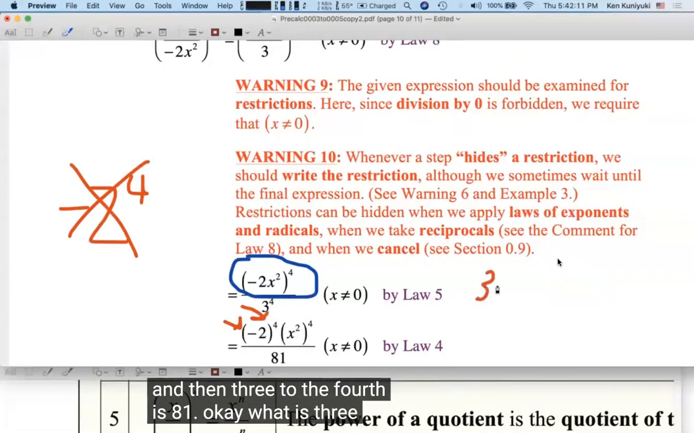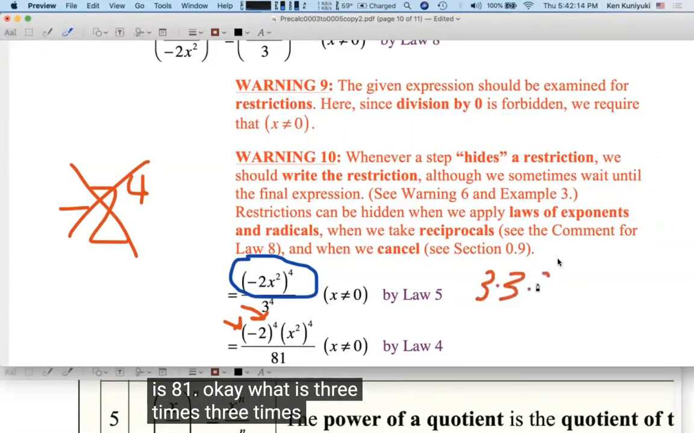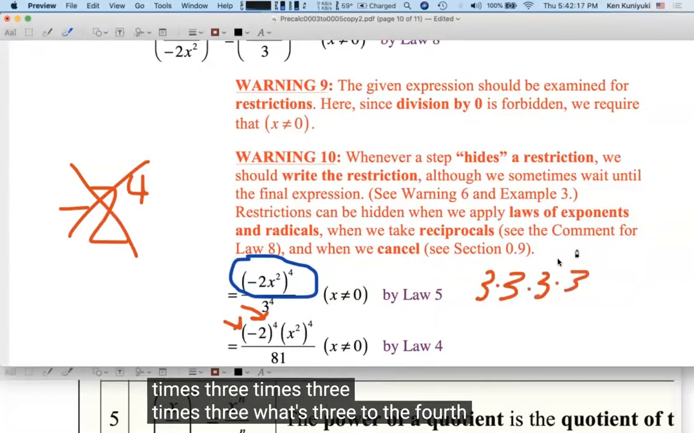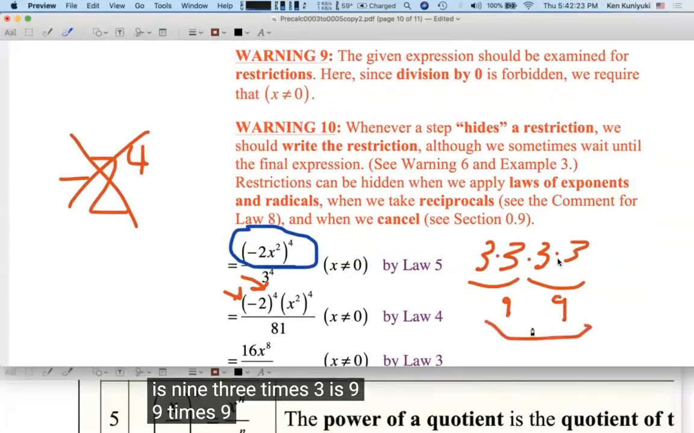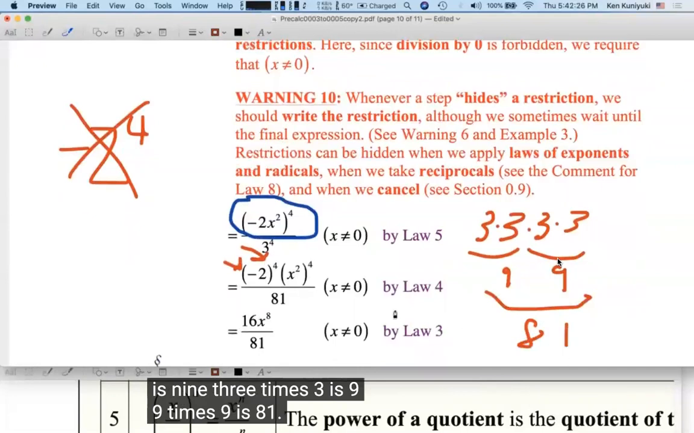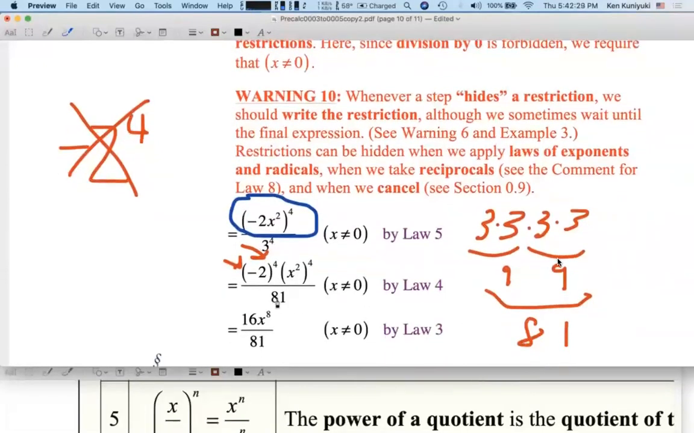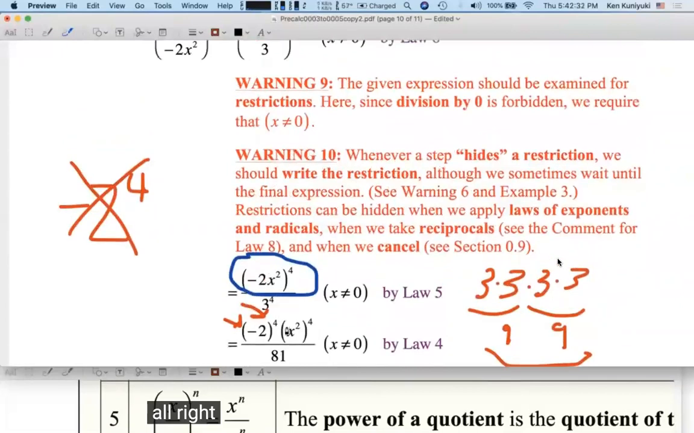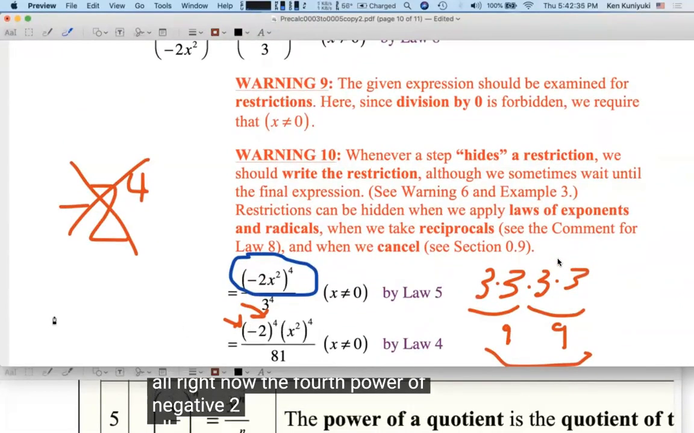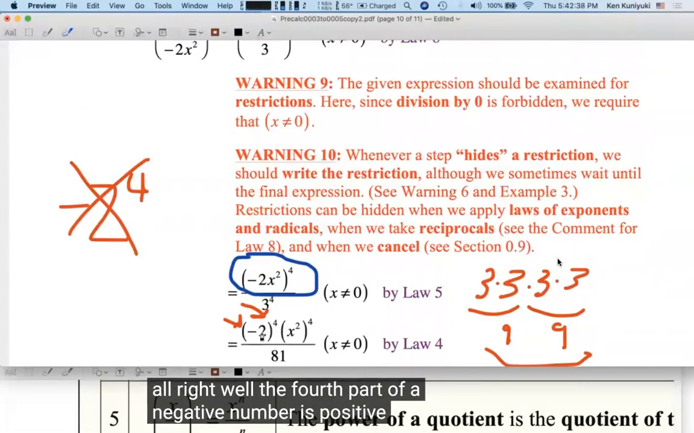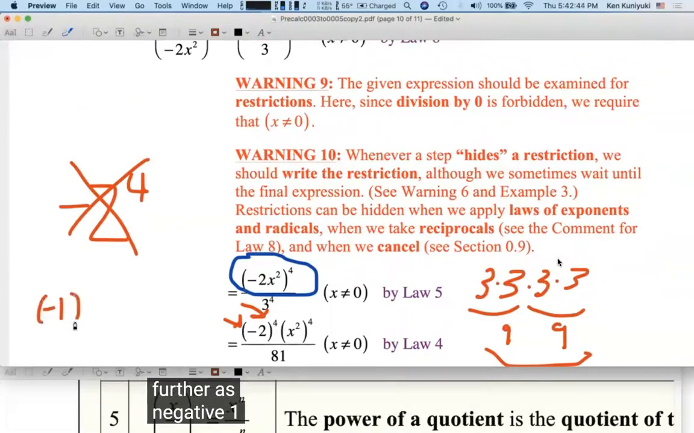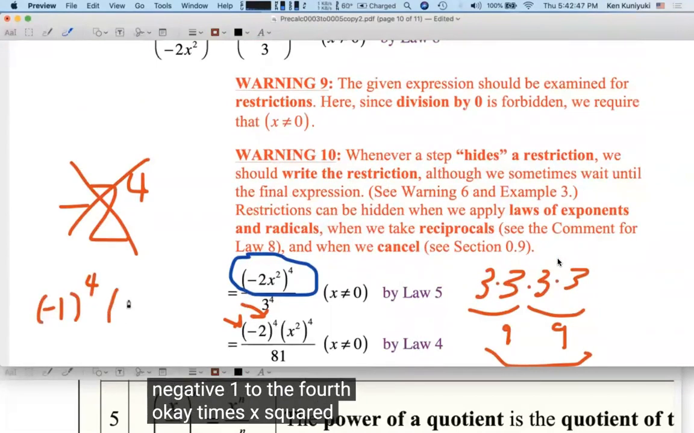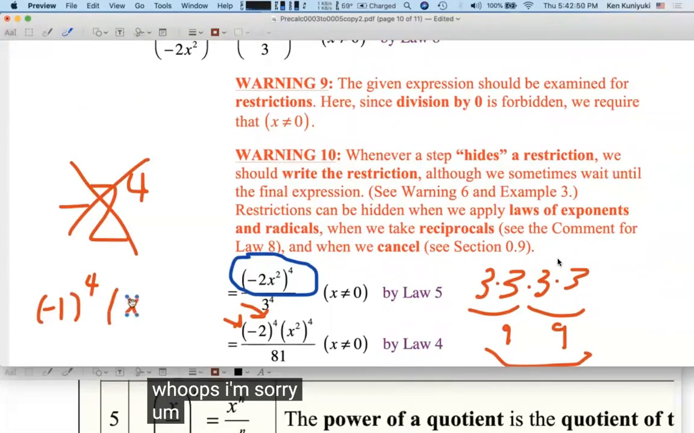What is 3 times 3 times 3 times 3? What's 3 to the fourth? Well, 3 times 3 is 9, 3 times 3 is 9, 9 times 9 is 81. Now the fourth power of negative 2. Well, the fourth power of a negative number is positive. You can even break this up further as negative 1 to the fourth times 2 to the fourth, times x squared to the fourth.